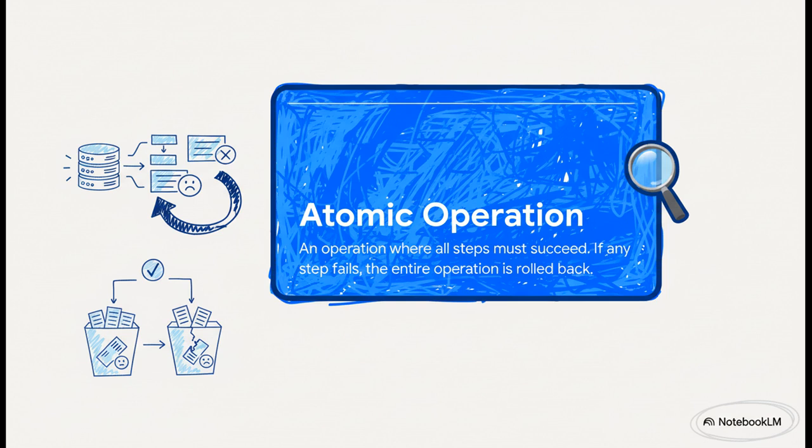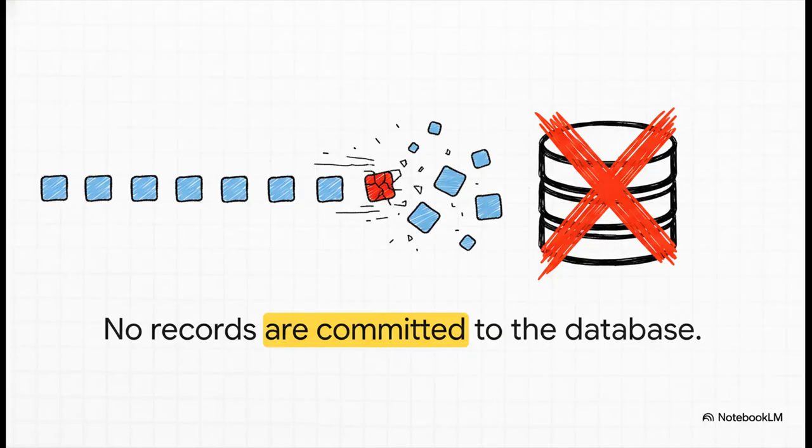Just imagine a chain with, say, 100 links. If even one of those links breaks, the whole chain is useless, right? It's the exact same thing with your code. If just one record in your batch of 100 has an error, the database says nope and rejects the entire transaction. Nothing gets saved.